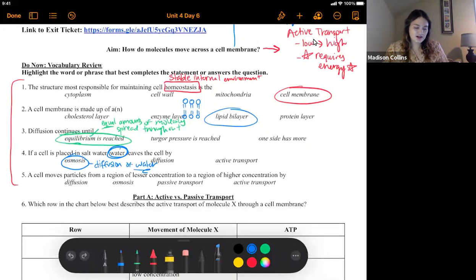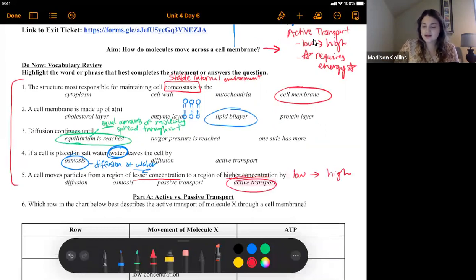And number 5, a cell moves particles from a region of lesser concentration to a region of higher concentration by what process? So in this example, we're moving molecules from low concentration to high concentration. Because of that, the answer here is active transport. And again, because we're moving against the concentration gradient, this process requires energy. Remember my picture of the person climbing the mountain. It takes energy to go from low to high.